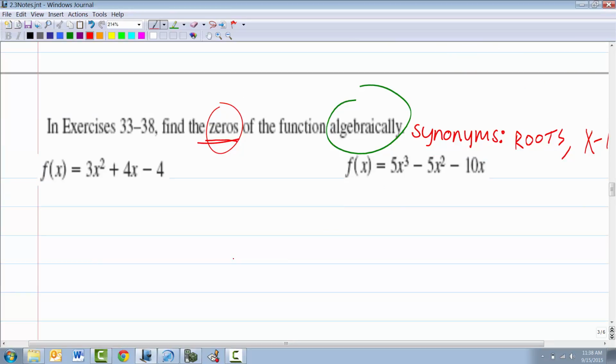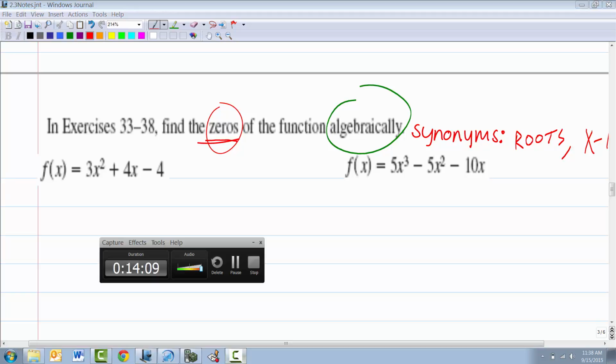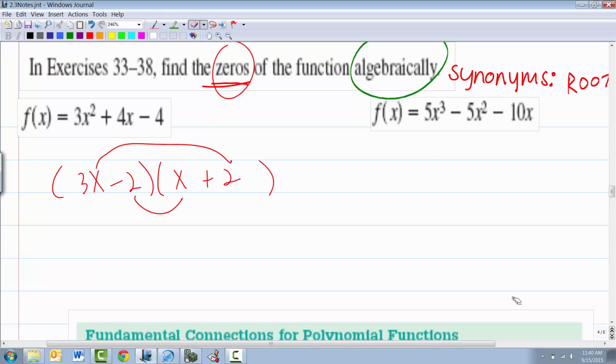Okay, when it asks you to find the zeros algebraically, that means you need to factor. Let's go ahead and do that real quick. I'm picking 2 students just because it's fun. Okay, now you're on. What are the x-intercepts now that you've unfoiled? Because that's all we did was unfoil. And these are just checks for the middle term. So what are the x-intercepts?